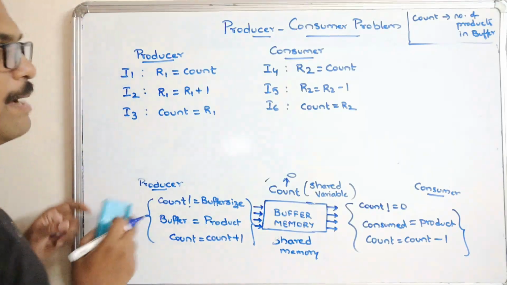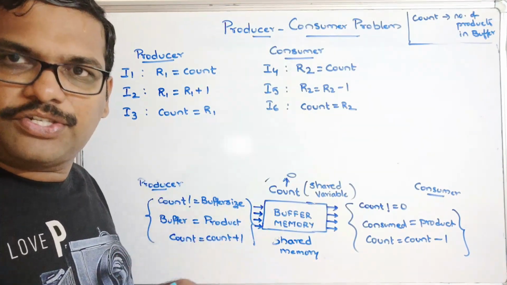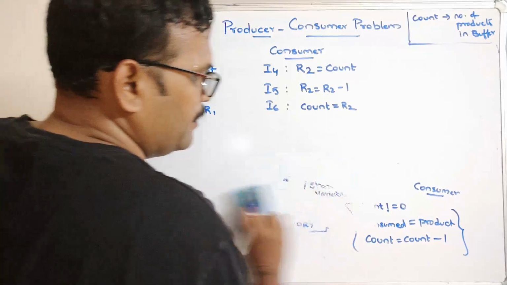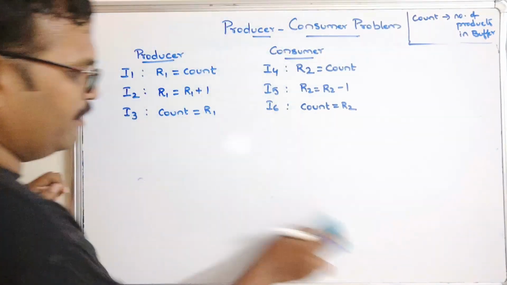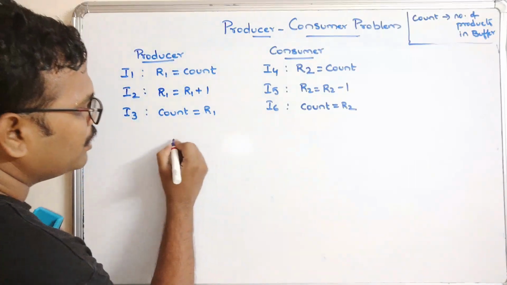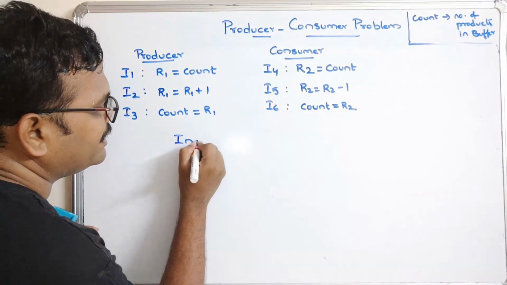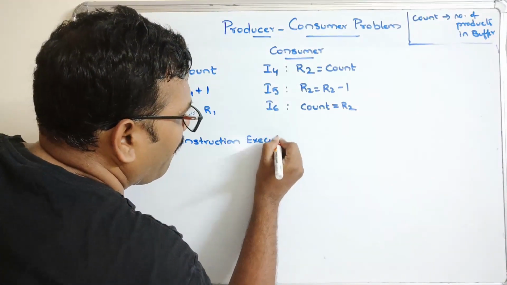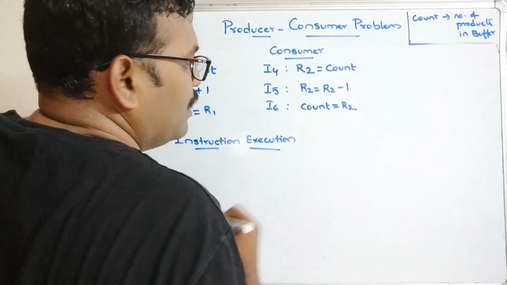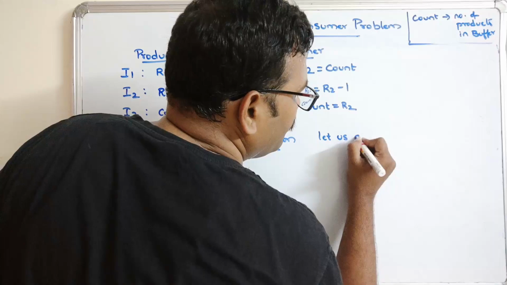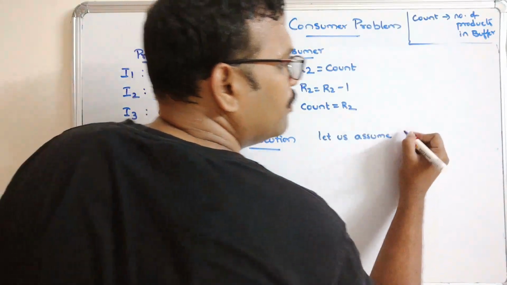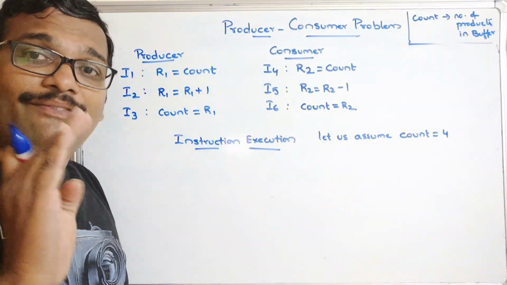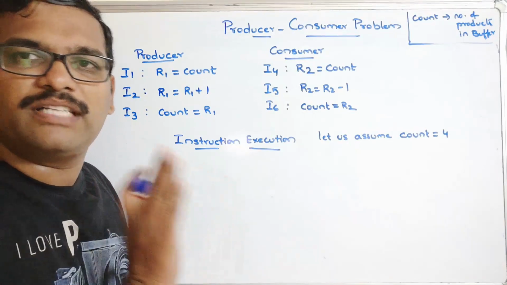Now, for example, if the processor executes the instructions, I'll erase this one. See, if the processor executes the instructions, I'll write here instruction execution, right? So let us assume the count of the buffer is 4. That means there are 4 products available in the memory.